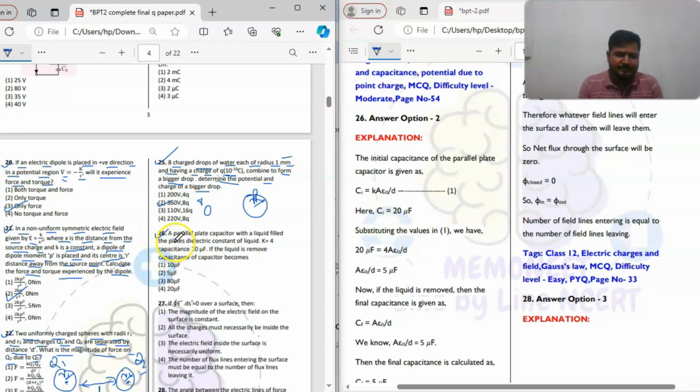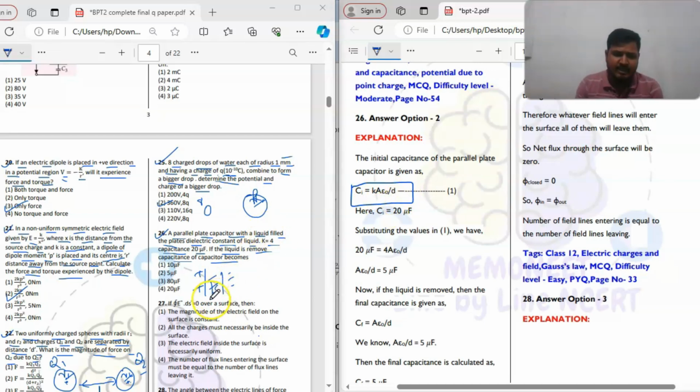The question is that a parallel plate capacitor with a liquid filled between the plates, dielectric constant of liquid K is equal to 4, capacitance is 20 microfarad. If the liquid is removed, the capacitance of the capacitor becomes. Here is the condition, right? Dielectric is filled. So when the dielectric is filled, what is the capacitance? C is equal to epsilon naught K A by D.